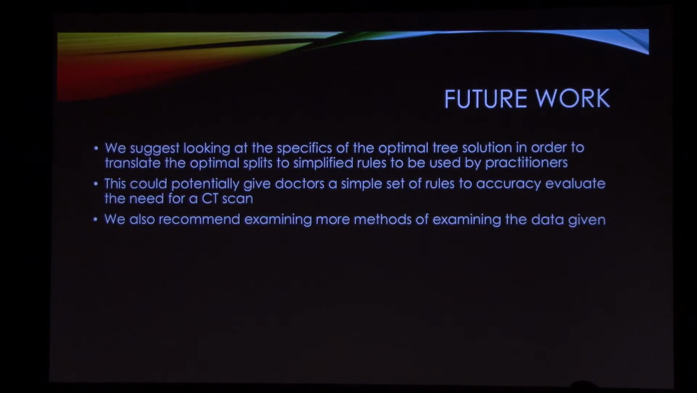We do have some suggestions for future work. We suggest looking at different ratios. We considered cases of 1:1, 1:2, 1:3, 1:4, and 1:5, so there are different combinations of these numbers that could give better results. We also suggest looking at the specifics of the optimal tree solution. Similar to how the doctors gave us 6 predictors to determine if a patient was at high risk or low risk, it would be nice to look at our solution and give something similar.